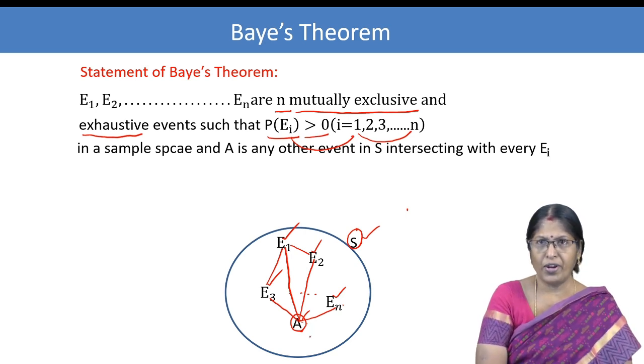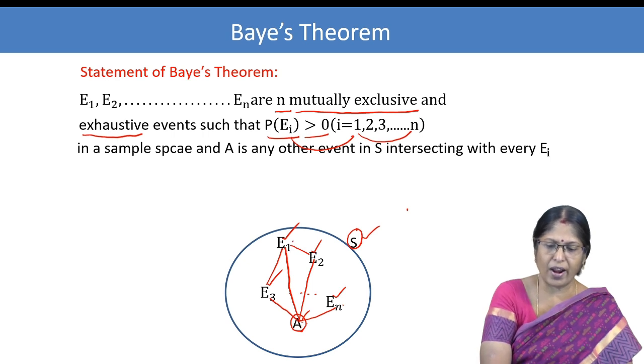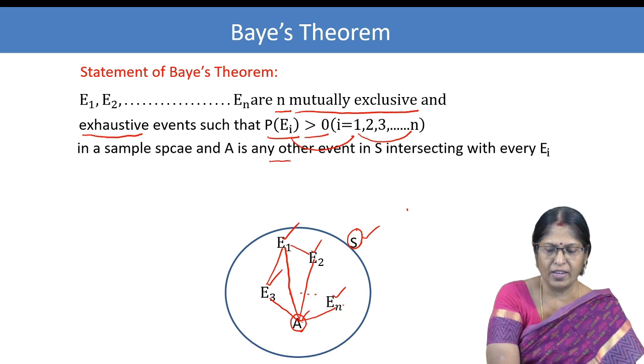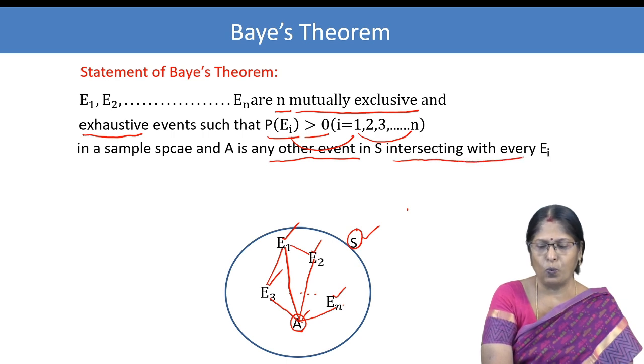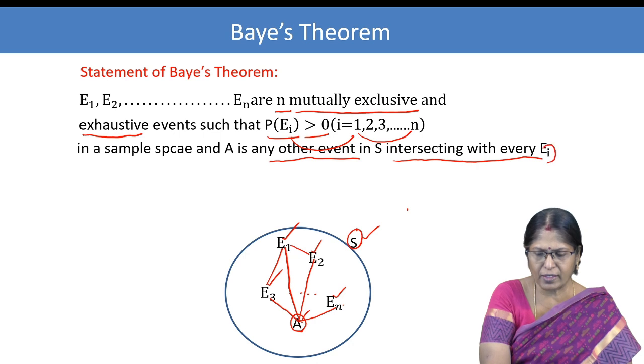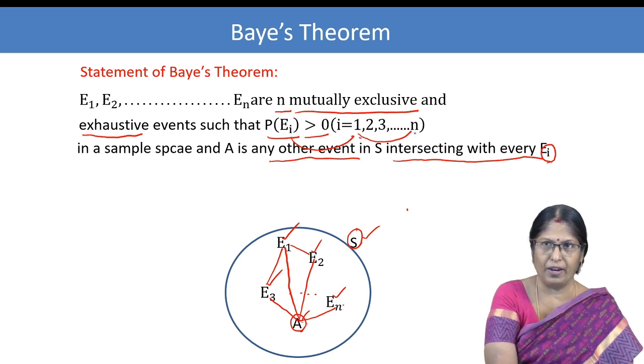And as already explained, one more event A is there in the sample space, and that event is interacting with all the events. That is the reason here A is another event in S which is intersecting with every Ei, where i takes the values from 1 to n.